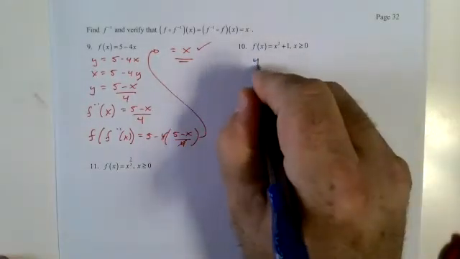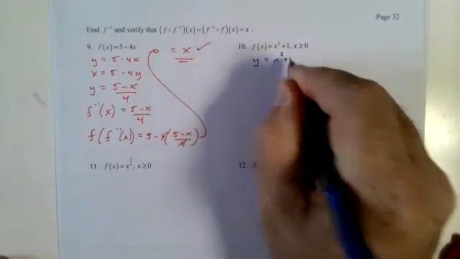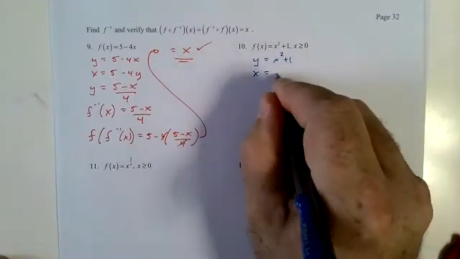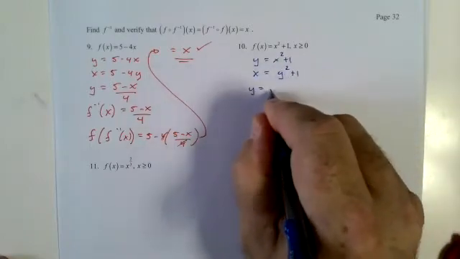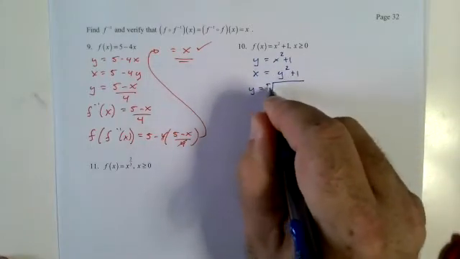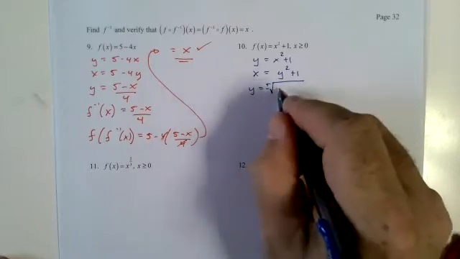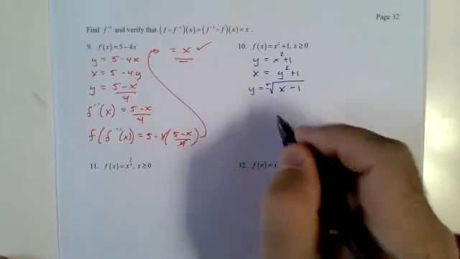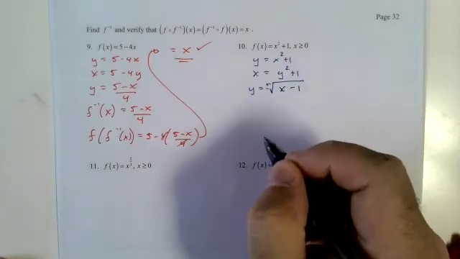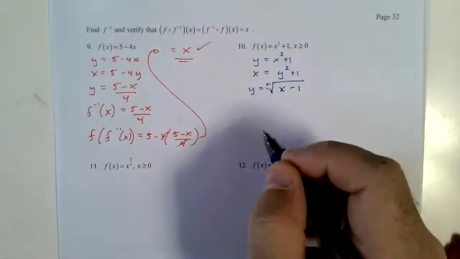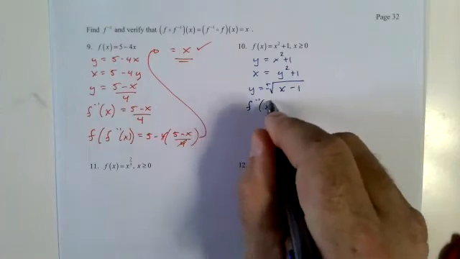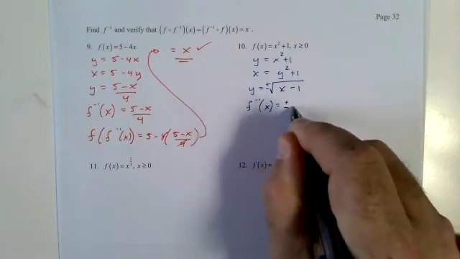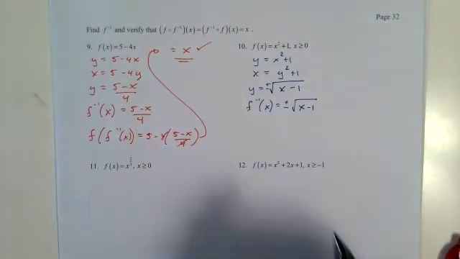All right, y equals x squared plus 1, x equals y squared plus 1, y equals plus or minus, because I'm putting in the square root, x minus 1. I did skip a step there, so hopefully you're okay with that. So that means that the inverse is plus or minus square root of x minus 1.